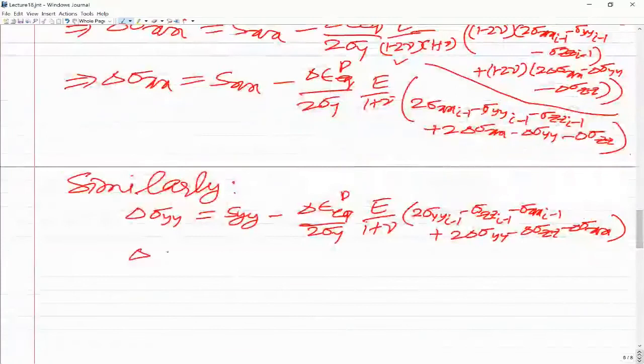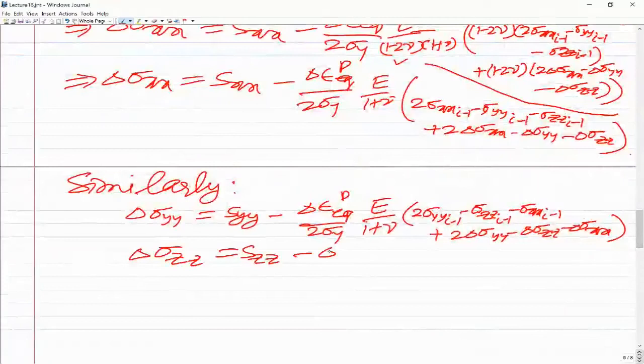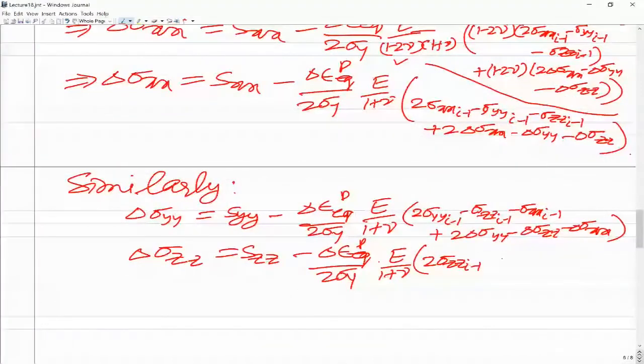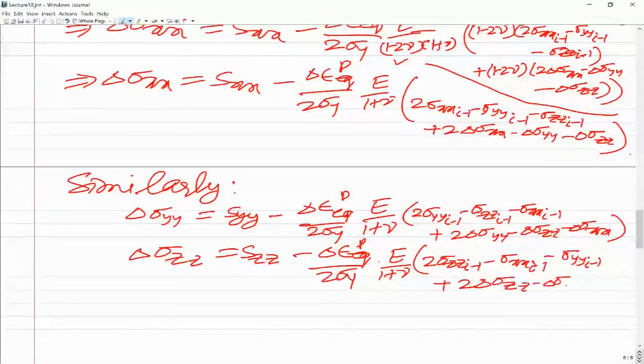And similarly you can write delta sigma zz would be szz minus delta epsilon equivalent p upon 2 into sigma y into E upon 1 plus nu, and then twice of sigma zz at i minus 1 minus sigma xx at i minus 1 minus sigma yy at i minus 1 plus twice of delta sigma zz minus delta sigma xx minus delta sigma yy. So you can write it like this.